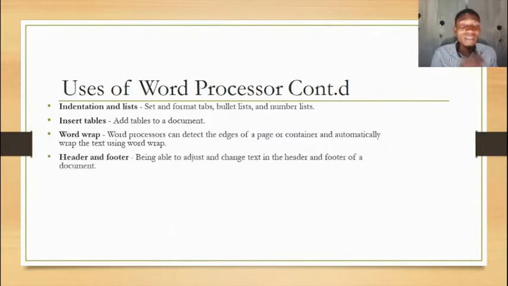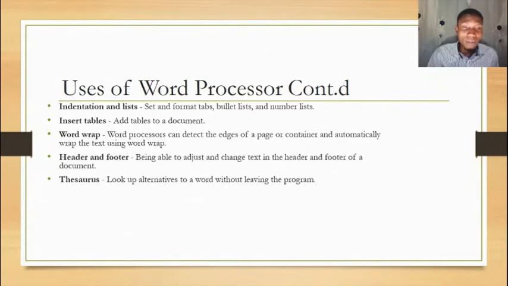Then next you have the header and the footer. The word processor is able to adjust and change texts in the header and footer of a document. That's the top margin and the bottom margin of a document. You can insert text there, you can edit the text there, and so on, and that is made possible by the word processor.